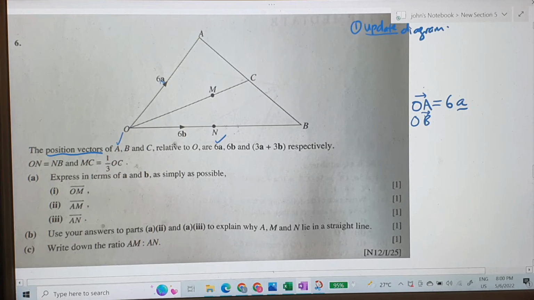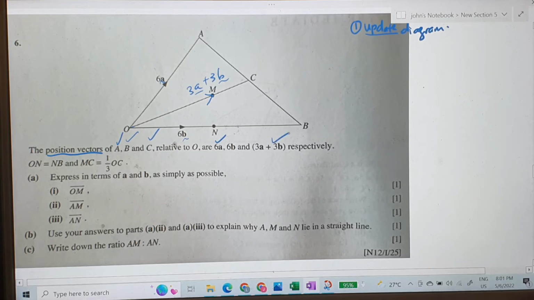By the way, you don't have to write all this. I'm writing this to tell you what position vectors mean. So O to B is 6B. We are done. No need to label, I'm just telling you only. Then OC is 3A plus 3B. You see, I put the curly thing at the bottom. Okay, I'm going to erase all this now. We are done with this one already.